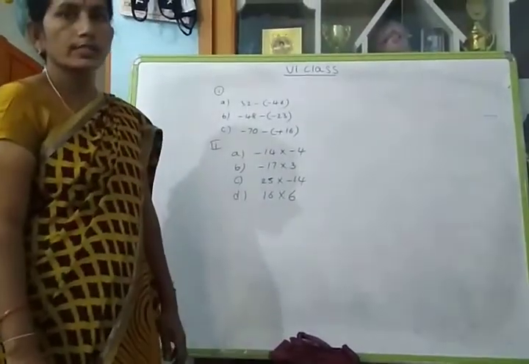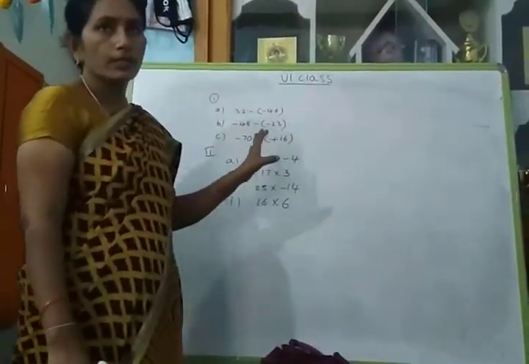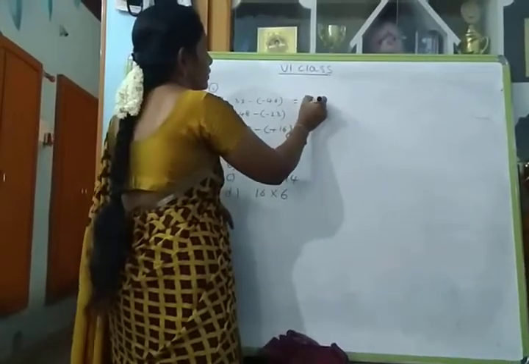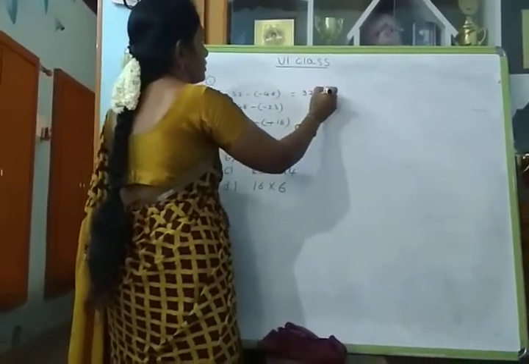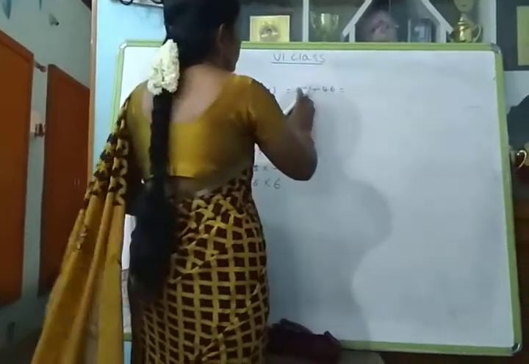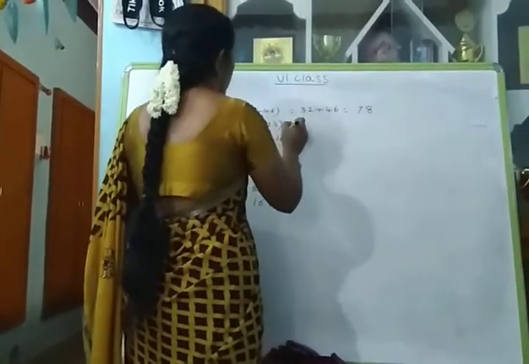Before going to today's class, yesterday I gave some subtractions and multiplications of integers. Subtractions, look here: 32 minus into minus plus 46. 32 plus 46, how much? 6 plus 2 is 8, 3 plus 4 is 7, so 78.